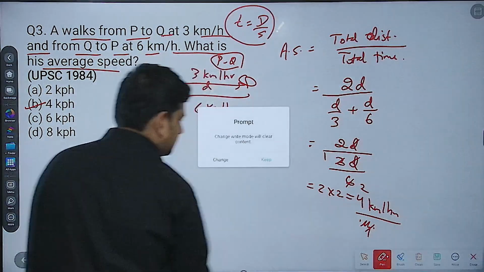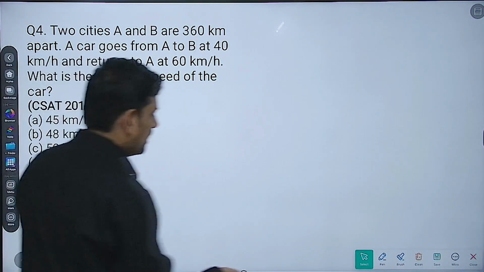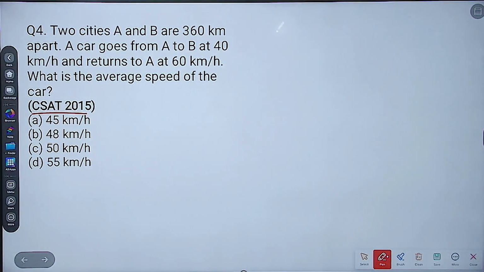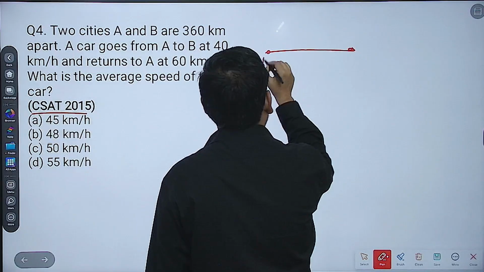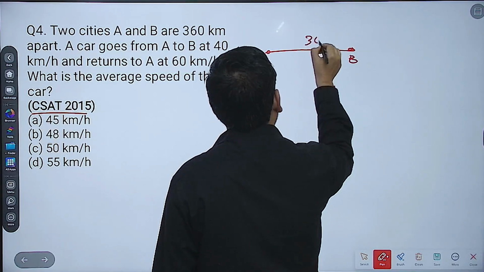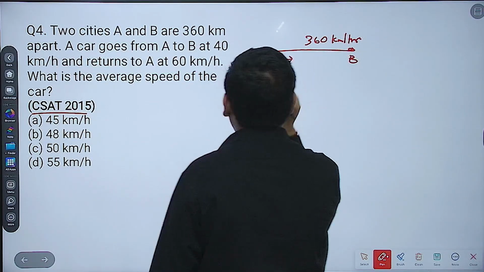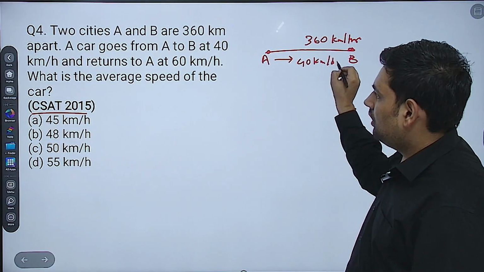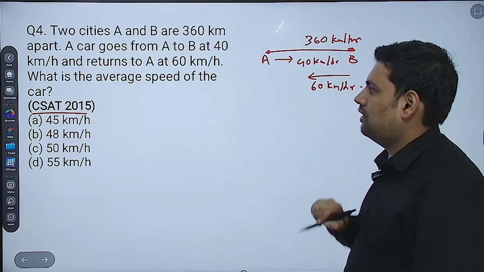Then next. Yeah, this was asked in CSAT 2015. What it says, two cities A and B are 360 km apart. A car goes from A to B, distance is 360 km. Now it goes at what speed? A car goes at 40 km per hour and returns at 60 km per hour. What is the average speed?